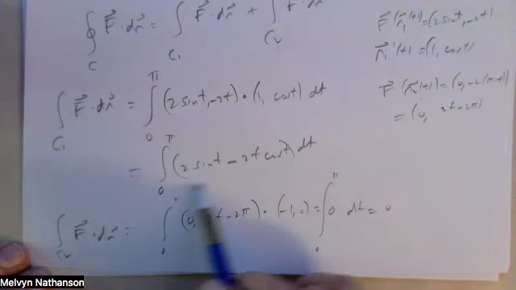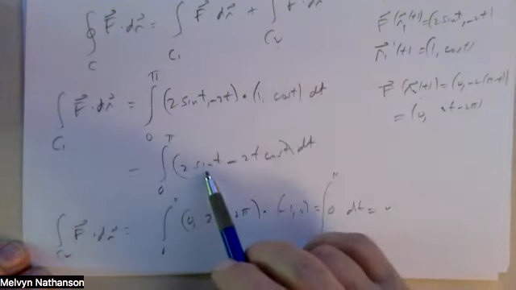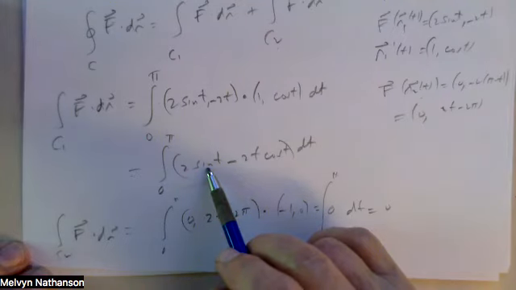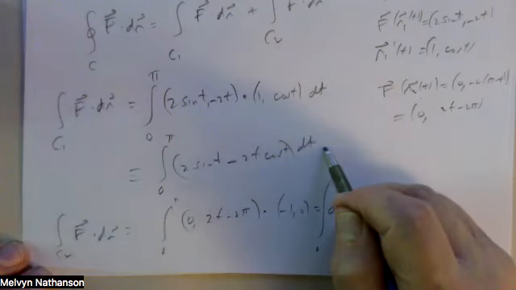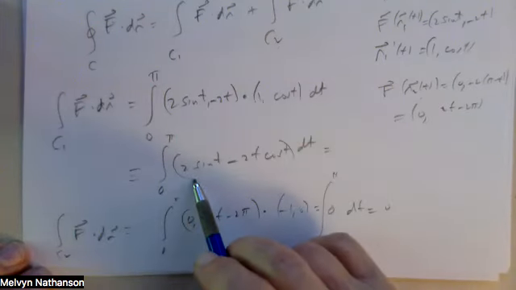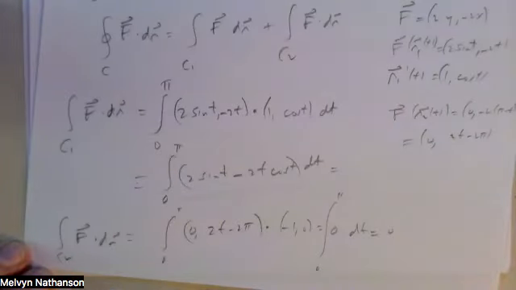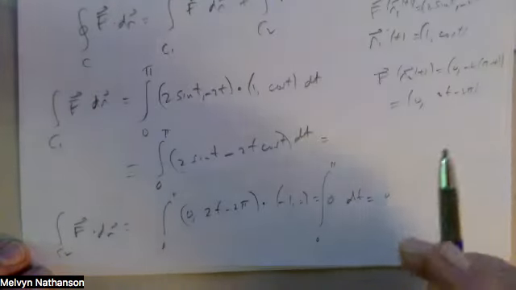Let's see, what is this integral? The integral of sine t is cosine t. Actually, we already saw what this is. This is the integral from 0 to pi of 2 sine t, which is 4.